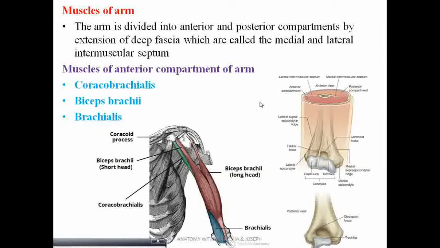Now we are going to see the muscles of the anterior compartment of the arm. The muscles of the anterior compartment are also called flexor muscles, whereas the muscles of the posterior compartment are called the extensor group of muscles. The muscles here are coracobrachialis, biceps brachii, and brachialis.